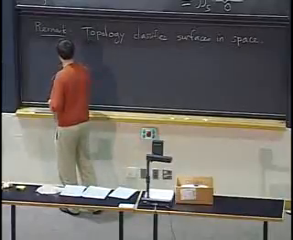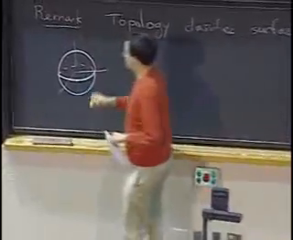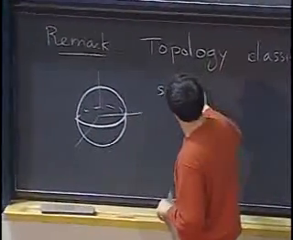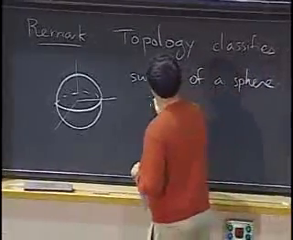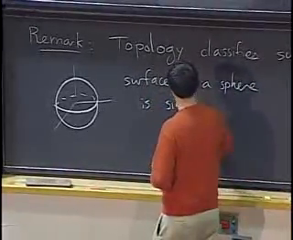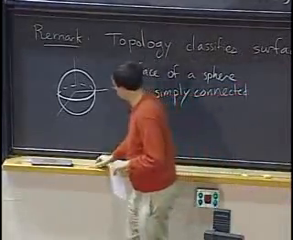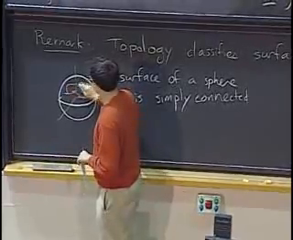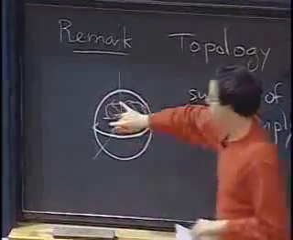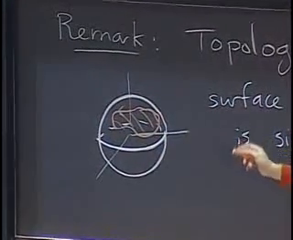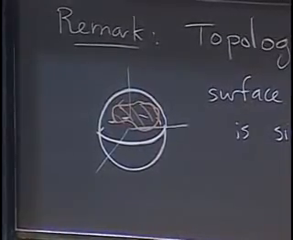So what I mean by that is, if I take the surface of a sphere, well, I claim the surface of a sphere is simply connected. Why is that? Well, let's take my favorite closed curve on the surface of the sphere. I can always find a portion of the sphere that's bounded by it. So that's the definition of the surface of a sphere being simply connected.